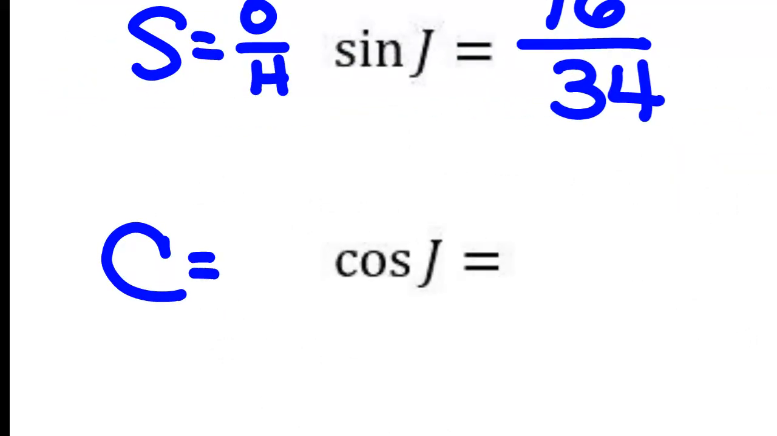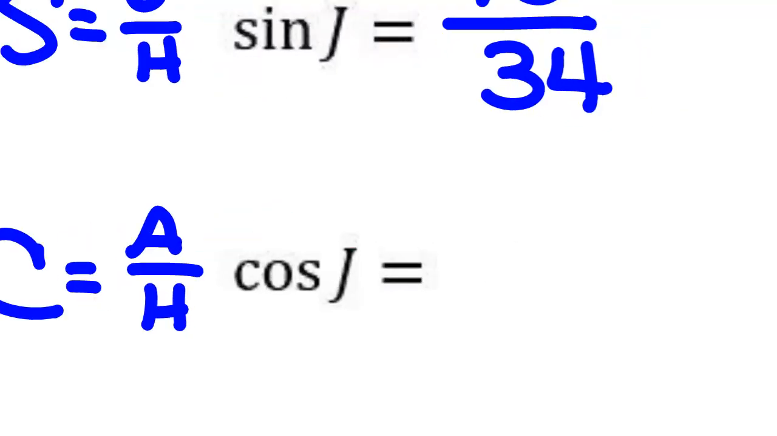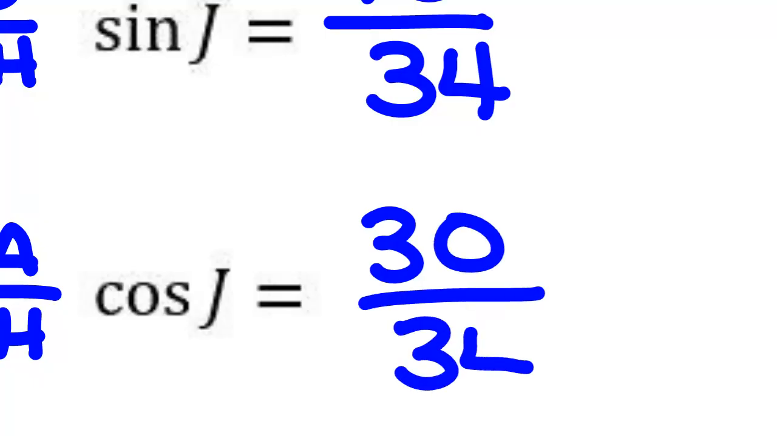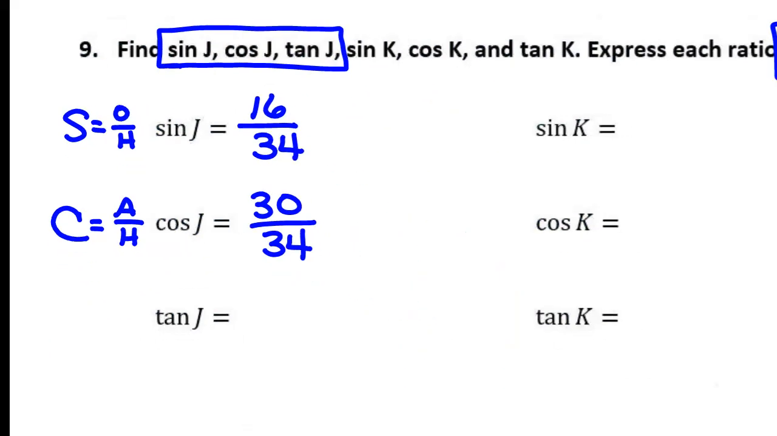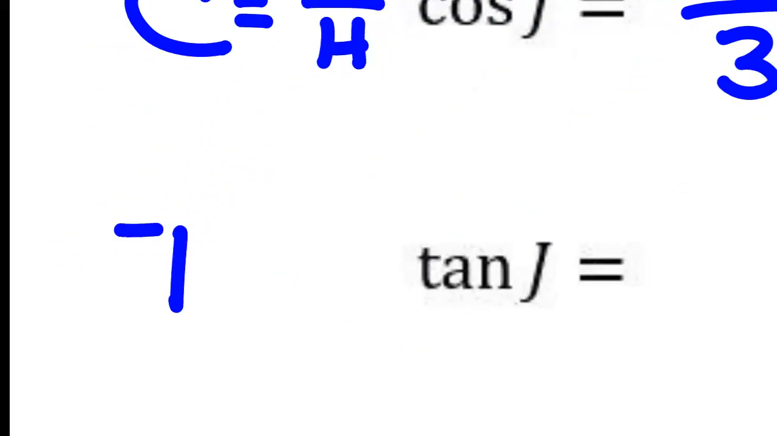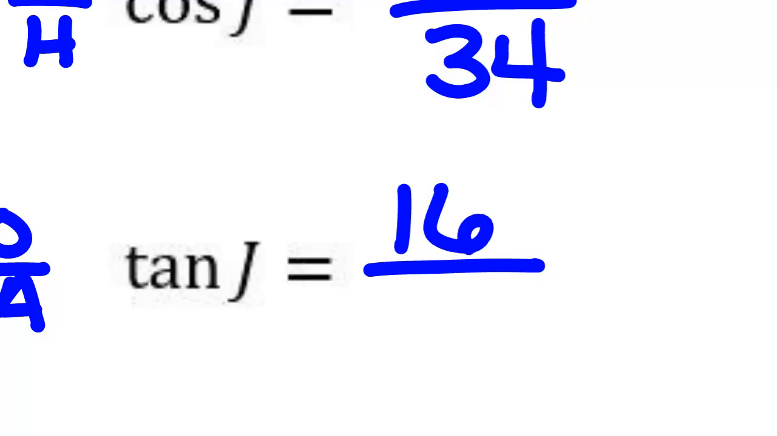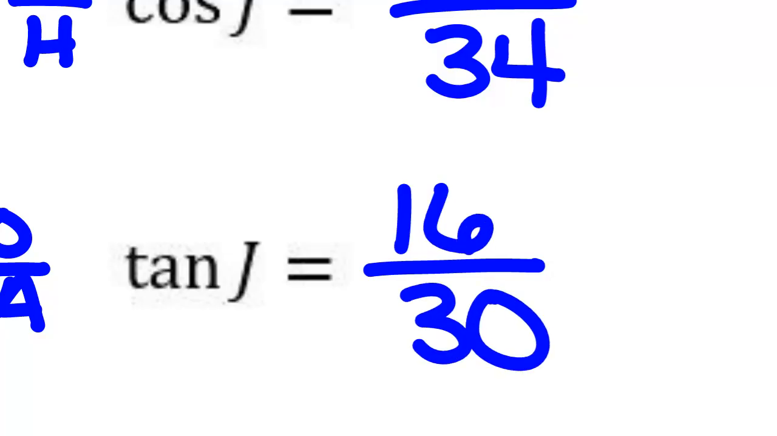And then cosine is equal to adjacent over hypotenuse. The adjacent side is 30. The hypotenuse is 34, so 30 over 34 for cosine of J. And then TOA, tangent equals opposite over adjacent. The opposite side is 16. The adjacent side is 30, so tangent of J equals 16 over 30.